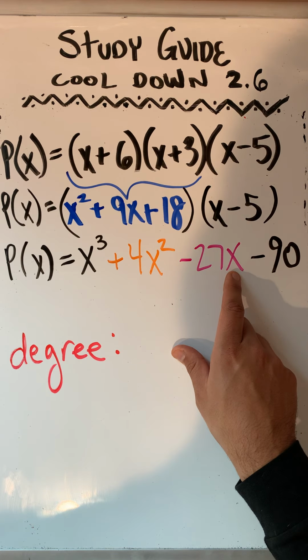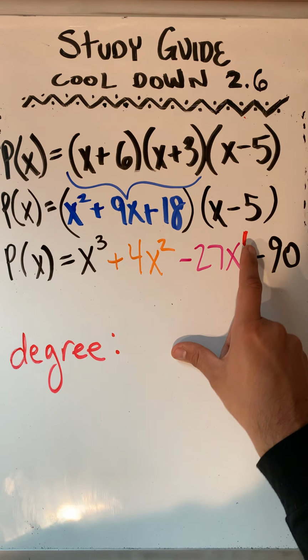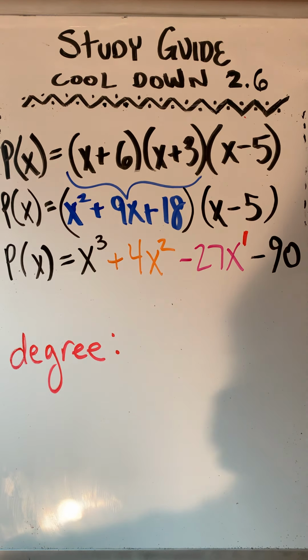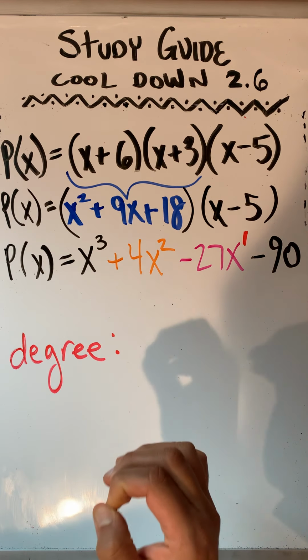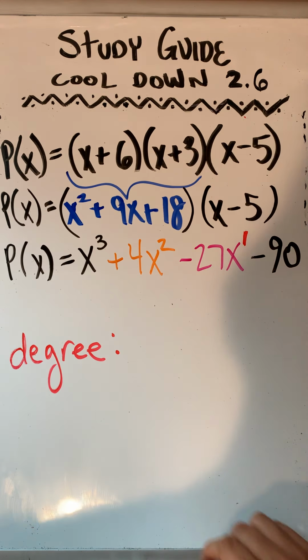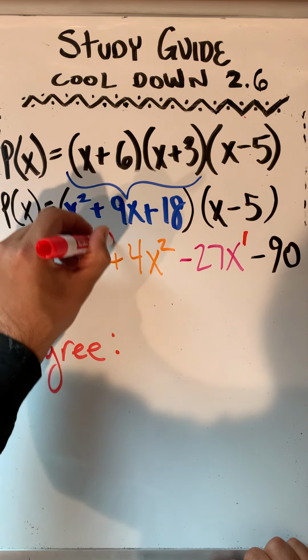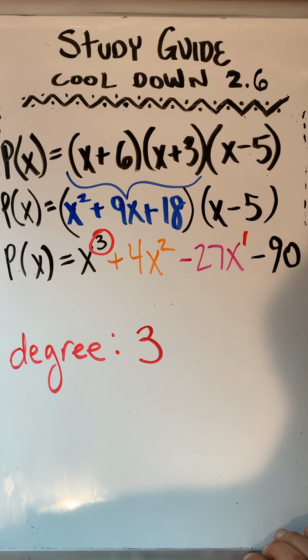The variables are x. I'm going to put a little invisible 1, make it visible. So I have x to the 1, x to the 2, x to the 3. Then I need to think to myself, out of those 3 variables, which one has the highest valued exponent? 1, 2, or 3? Which one's the biggest? 3. The degree of this polynomial is 3.